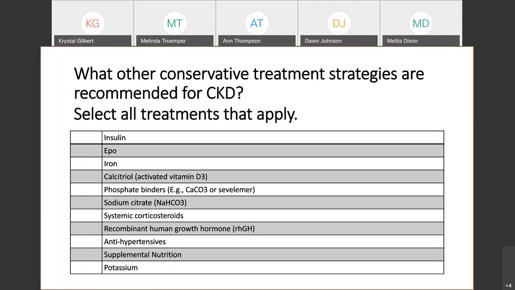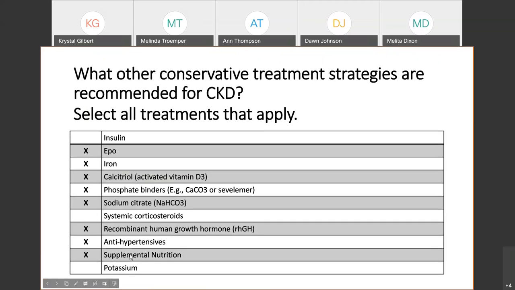Antihypertensives. Blood pressure medications. Yes, if they're hypertensive. I like your additional. Supplemental nutrition. If the albumin is low, I like that. And potassium. If their potassium is low. You said their potassium is going to be high. Systemic corticosteroids can actually injure their kidneys. And so in their chronic kidney stage, we are going to avoid as many medications as possible that might be nephrotoxic.